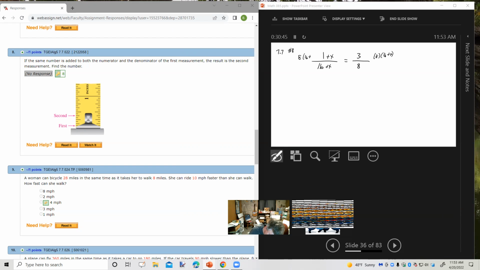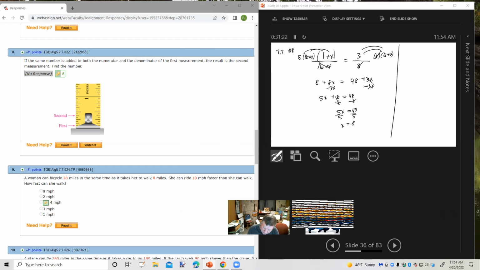8 times 16 plus x. On the left side, the 16 plus x is reduced out, and I get 8 plus 8x equals. On the right, the 8's reduce out, and I get 48 plus 3x. Subtracting 3x from both sides, I get 5x plus 8 equals 48. Subtracting 8 from both sides, I get 5x equals 40. Divide both sides by 5 and x equals 8.